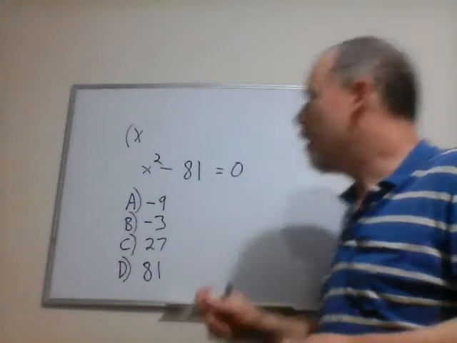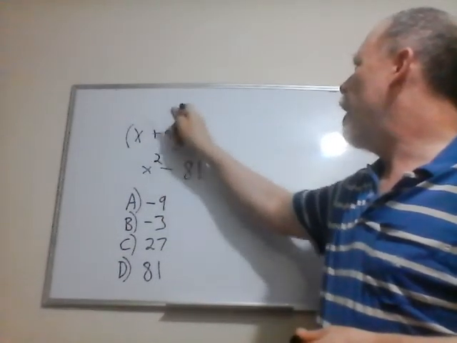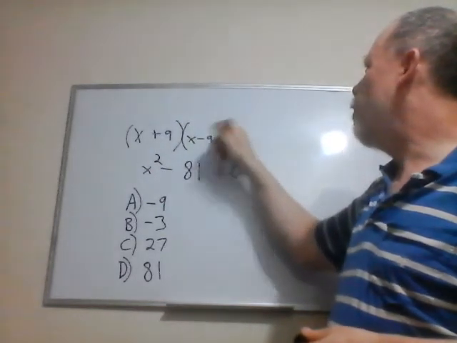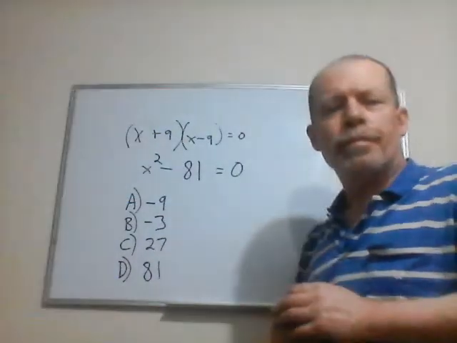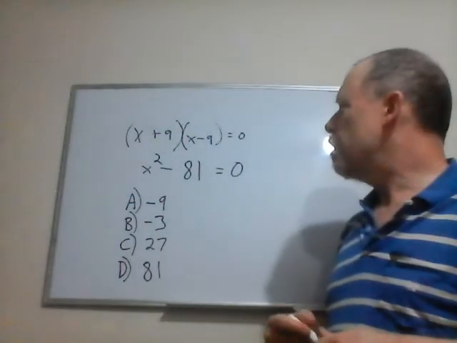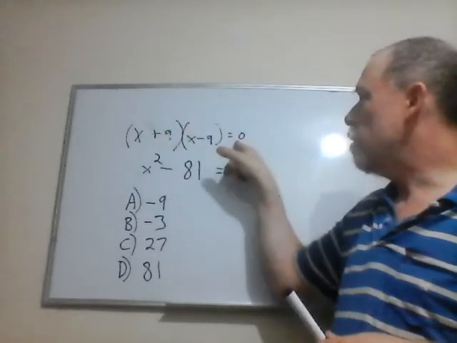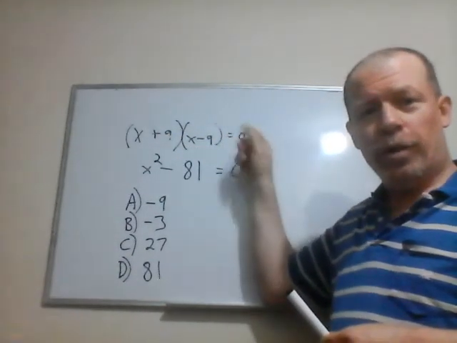I'm sick of it. Okay, this is x plus 9, x minus 9. What they're asking for is this: what could be a value of x? So your choices are, it could be the minus 9 that cancels with this 9 to produce this 0. Or it could be the positive 9 that cancels with this minus 9 in order to produce this 0.